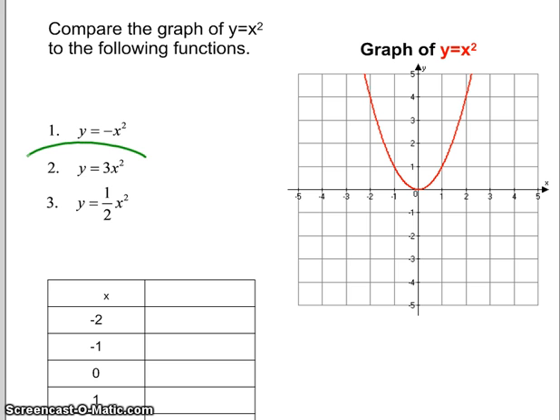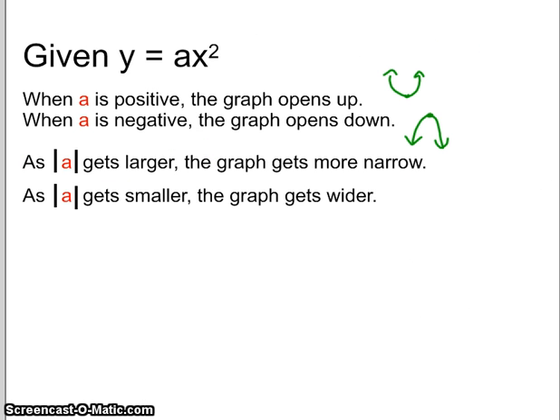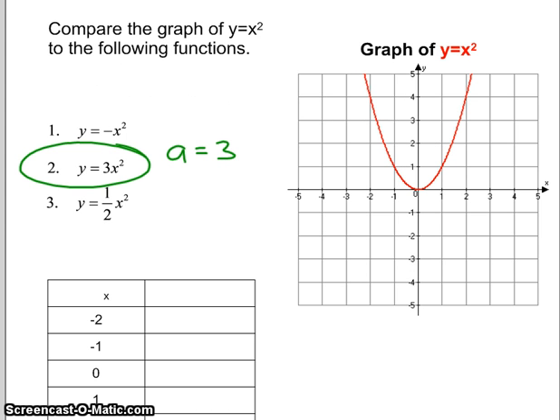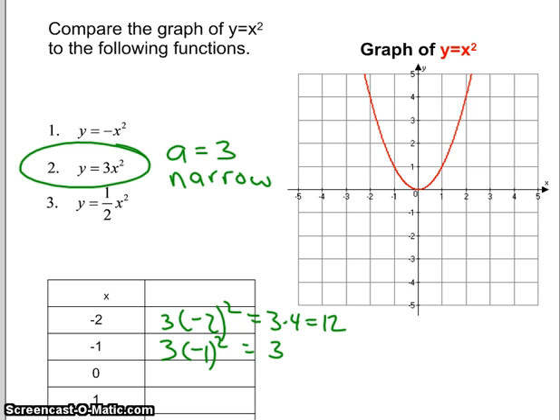If we're going to graph y equals 3x squared, you might recognize that a is equal to 3. So going back to what we wrote down, as a gets larger, the graph gets more narrow. So what you can predict here is that this is going to be a little bit more narrow than the original x squared. Well, let's plug in some values here. So this is 3 times -2 squared, which is 3 times 4, which is 12. 3 times -1 squared, that's going to be 3. And then 3 times 0 squared, that'll be 0. If you plug 1 in here, you're going to get 3.